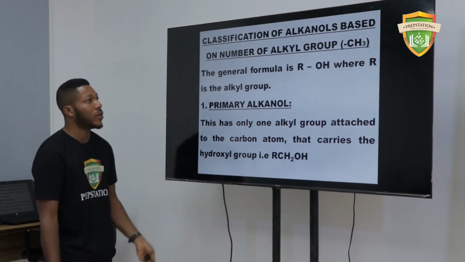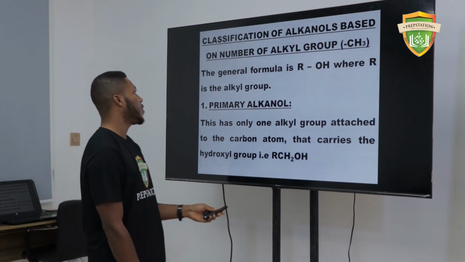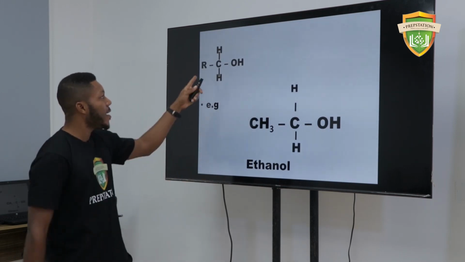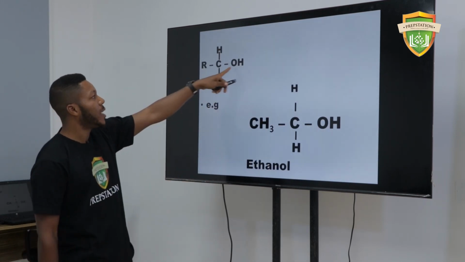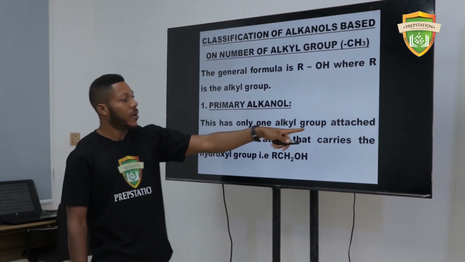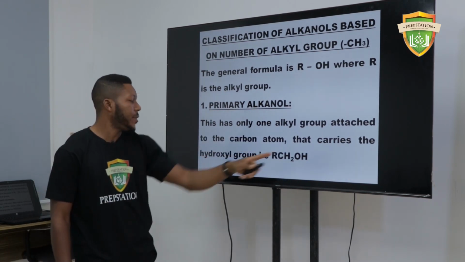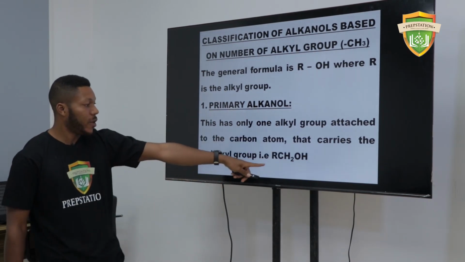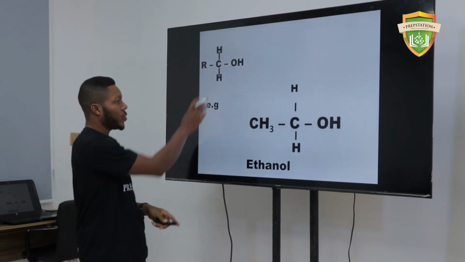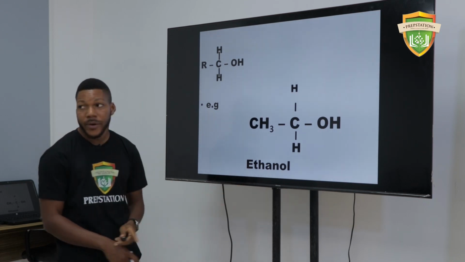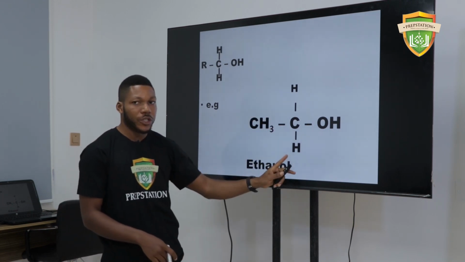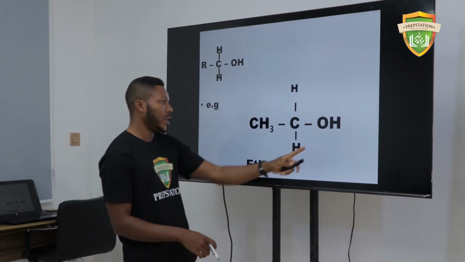Then we can classify them based on alkyl group. The first one is called the primary alkanol. This is when you have only one alkyl group attached to the carbon carrying the OH. This has only one alkyl group attached to the carbon that carries the hydroxyl group. General formula is RCH2OH. Okay, for example, this is the general structure. This is an example of a primary alkanol. You can see now CH3, this is the only alkyl group. The rest are H with the OH functional group, ethanol.